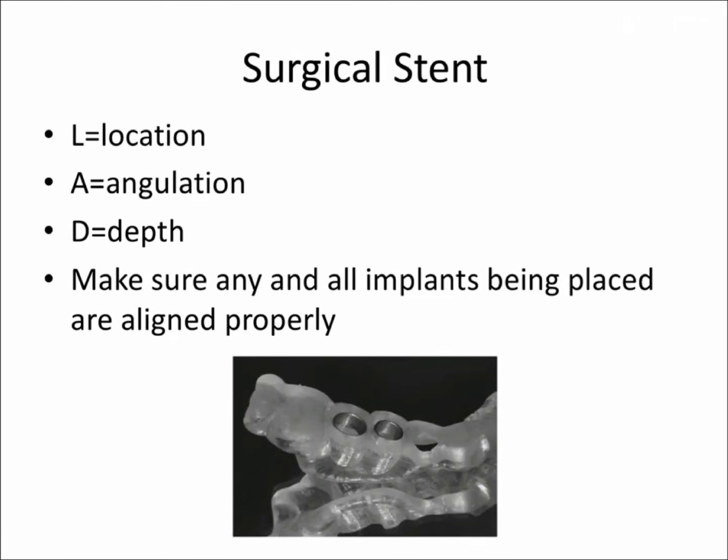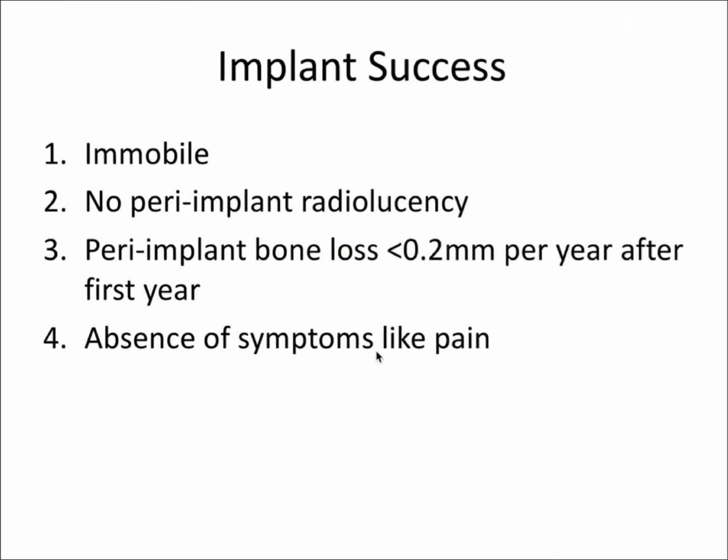A surgical stent, I also mentioned this earlier in the video. This is referring to guided surgery. So we have a stent made, we place in the patient's mouth, and this metal sleeve helps to guide the implant drill as we're drilling the hole and delivering the implant. So the surgical stent can provide LAD for location, angulation, and depth of placement. So make sure any and all implants being placed are aligned properly with the surgical stent, so it can help in that matter.